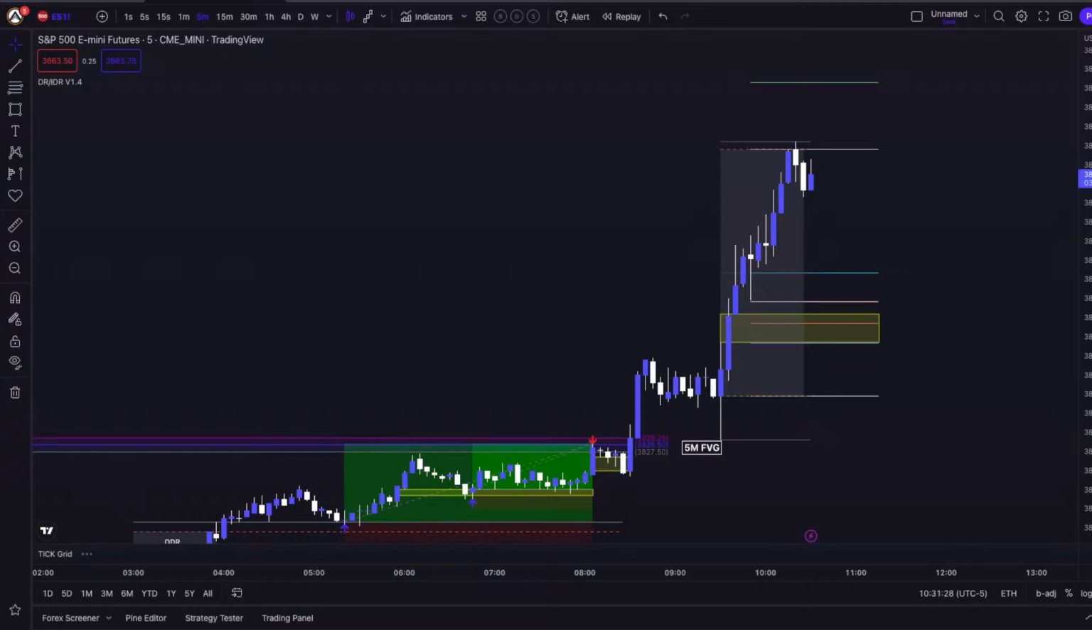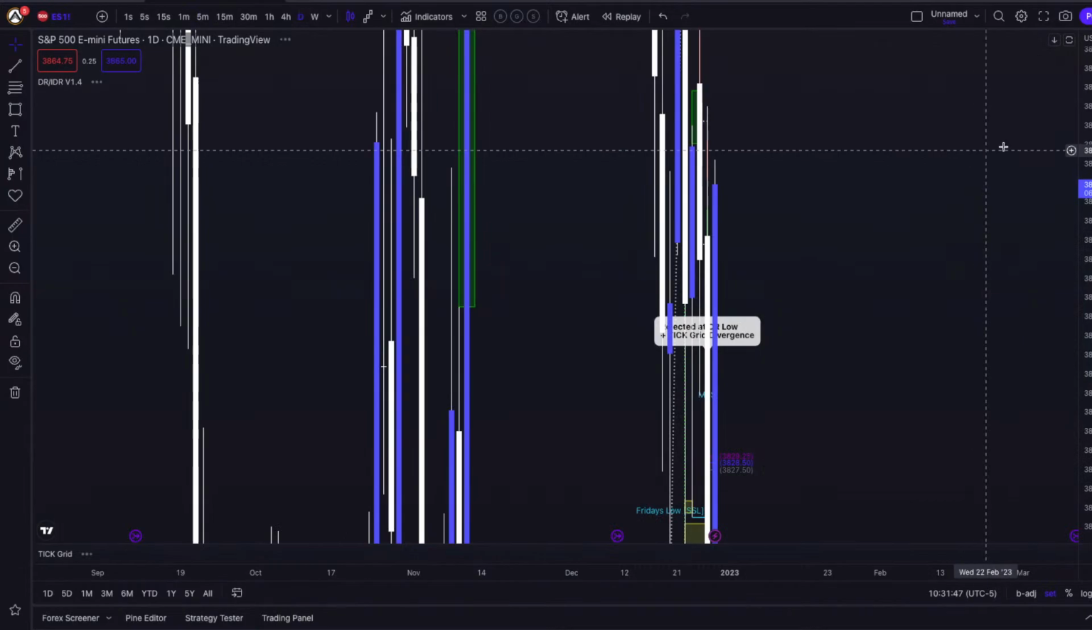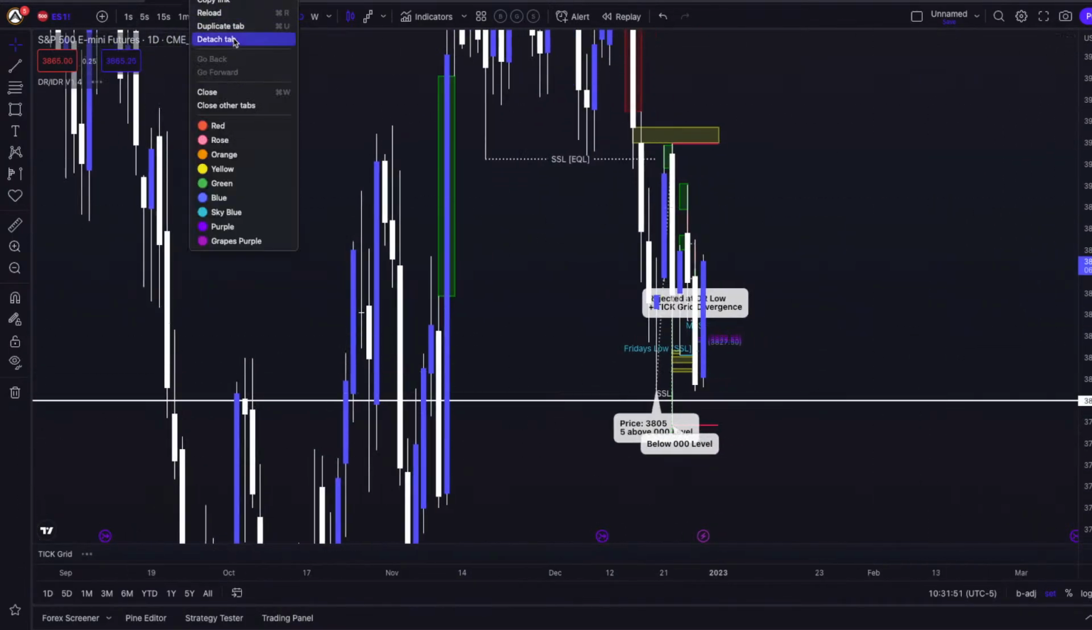Perfect. Let me close this. All right, so I'd say let's get started. Our DR IDR range for the New York kill zone has officially formed. Let me mute myself here. All right, so we will have to wait for confirmation, but first of all, we start our analysis on a higher time frame. Let me actually quickly duplicate this tab.